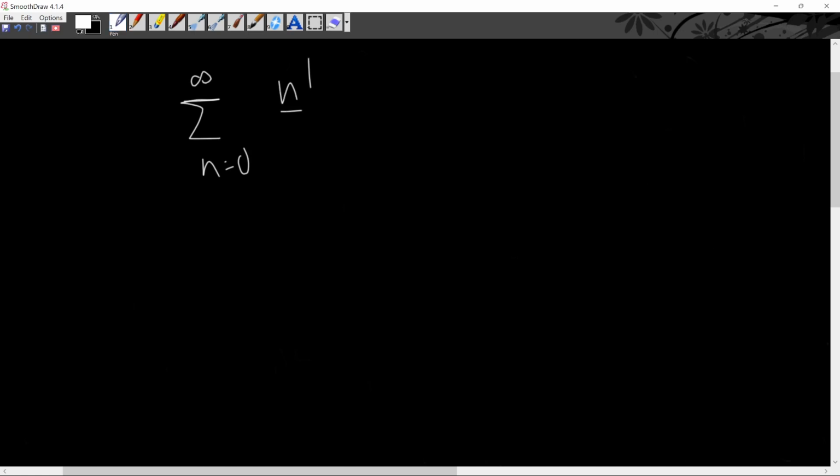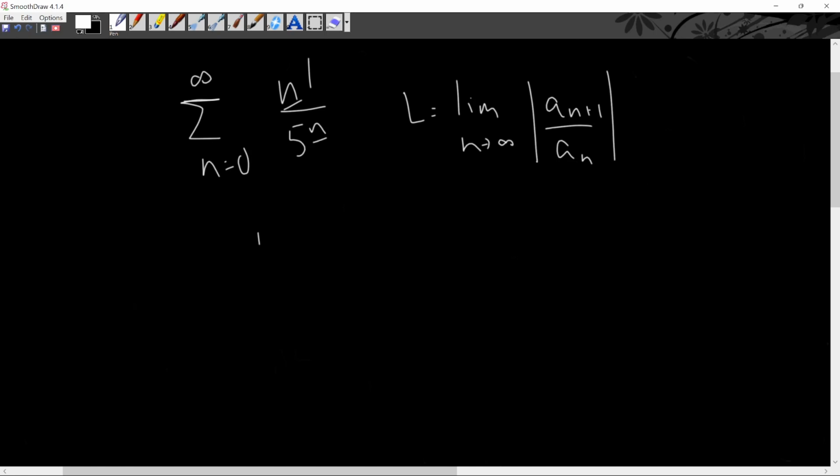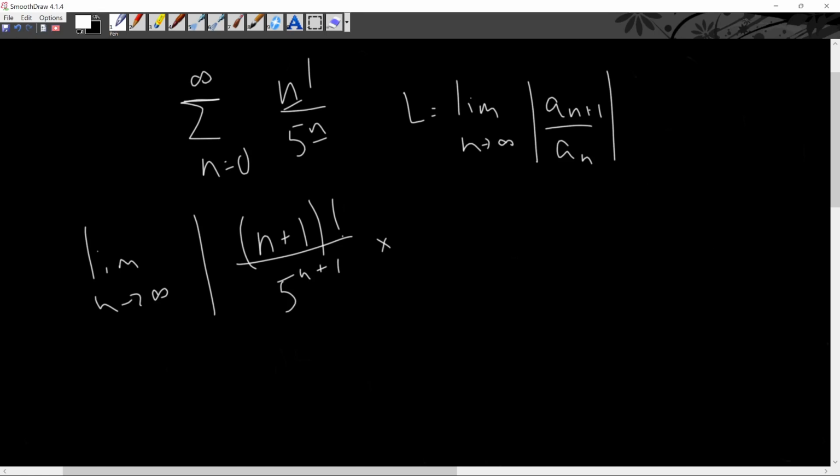So let's do n factorial over 5 to the n, right? So we're going to do the limit, L is equal to the limit as n approaches infinity of a sub n plus 1 over a sub n, right? And for a sub n plus 1, we're just going to plug in n plus 1 for n. You're going to have n plus 1 factorial. I'm going to still keep the limit as n approaches infinity. n plus 1 factorial over 5 to the n plus 1 times the reciprocal. So we're going to have 5 to the n over n factorial, right?